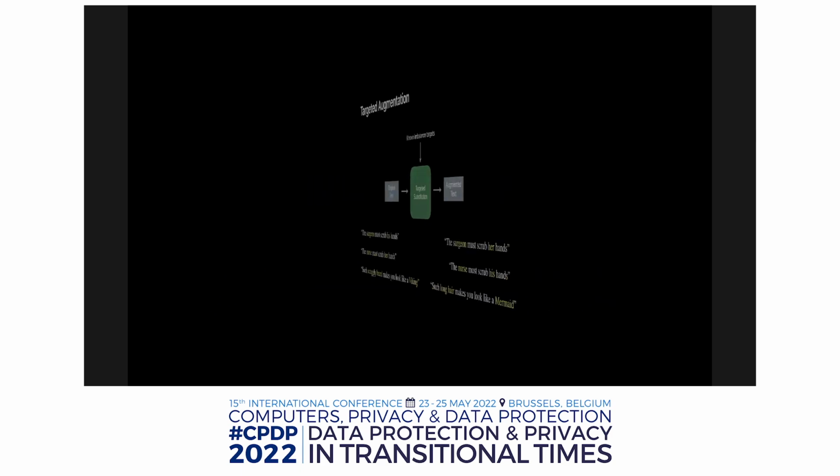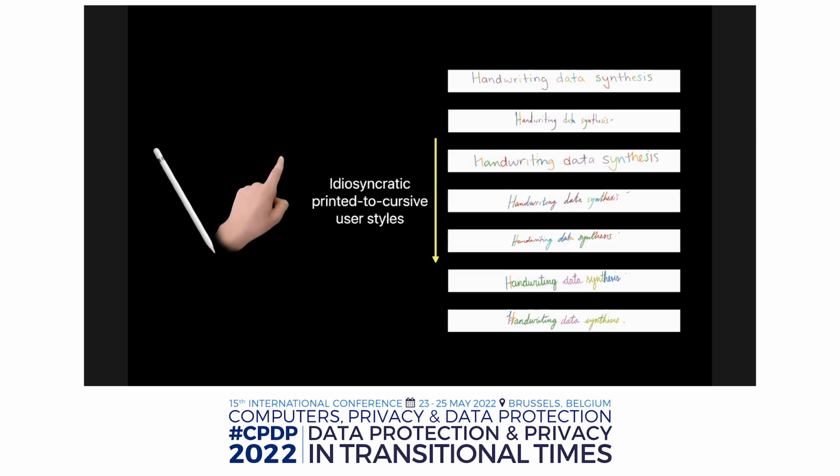In handwriting recognition, the corner case I'd like to illustrate is idiosyncratic user styles, spanning a wide range from pure printed to pure cursive handwriting. Here, each stroke is rendered in a different color for better visualization. So you can see many more strokes in the samples at the top than in the samples at the bottom.